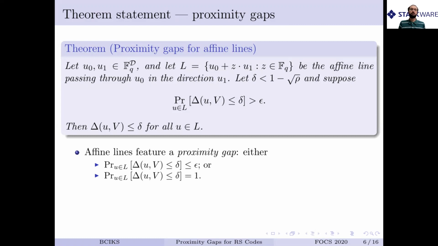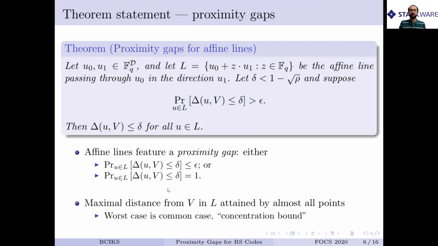A different way to say this: if we focus specifically on delta, which is the maximal distance of any element in the line from the code, we see that almost all elements have to have this distance. Very few of these elements can have a distance which is smaller than that, at least assuming that this distance is within this range of 1 minus square root rho. And we call this property, that the maximal case is actually the worst case and the very common case, a concentration bound on the distance.